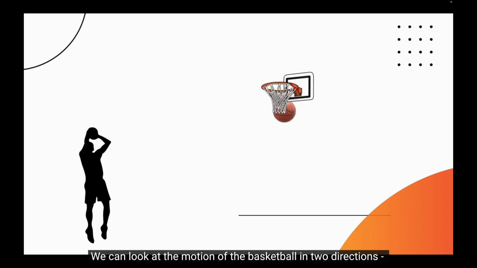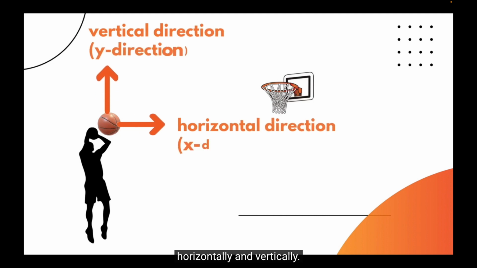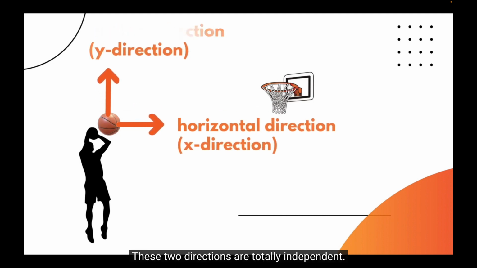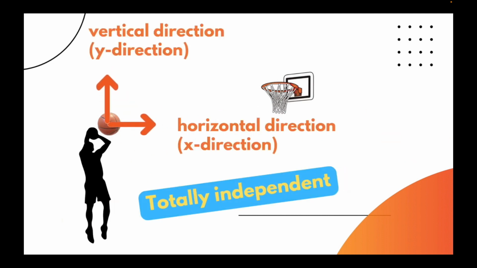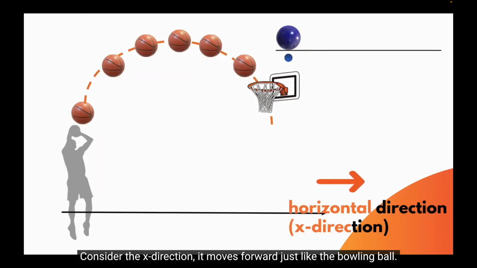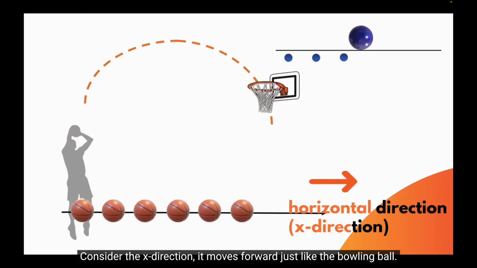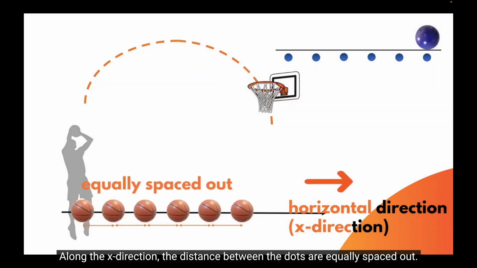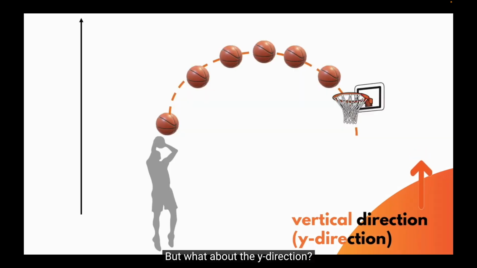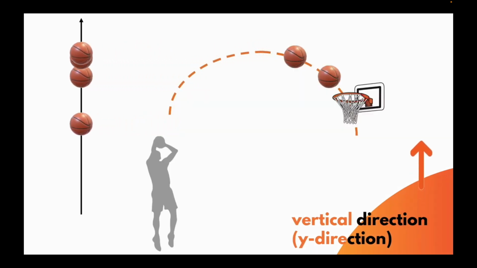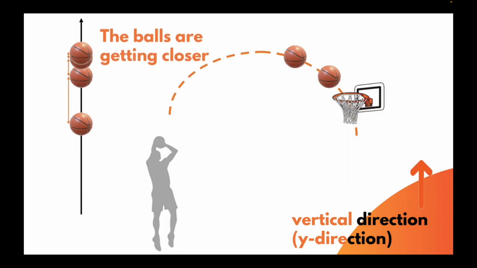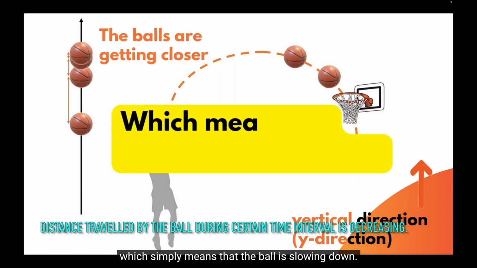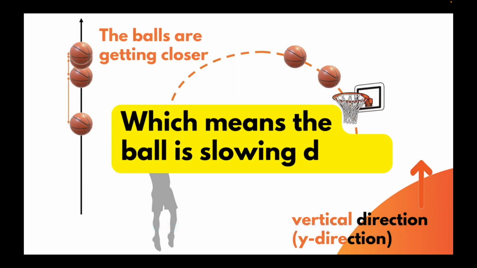We can look at the motion of the basketball in the two directions, horizontally and vertically. These two directions are totally independent. Consider the x direction. It moves forward just like the bowling ball. Along the x direction, the distance between the dots are equally spaced out. But what about the y direction? The dots are getting closer together, which simply means that the ball is slowing down.